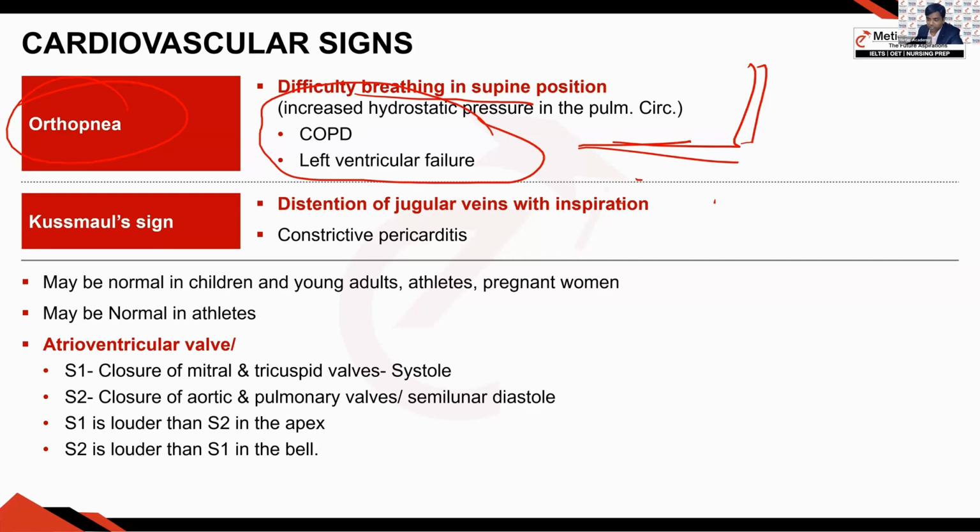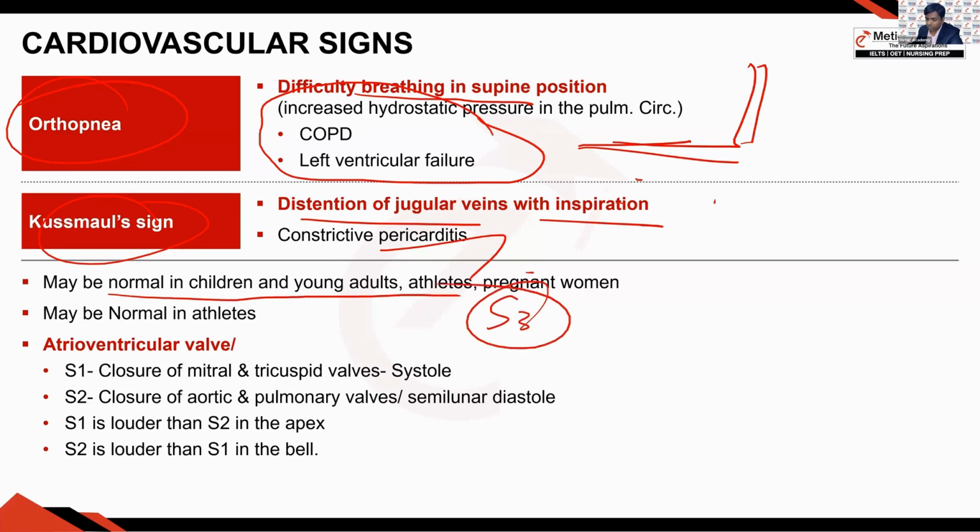So once again, Kussmaul sign is distension of the jugular vein during inspiration. Some things are normal in adults; S3 sounds may be normal in adults also. S1 you have studied, S2 you have studied. S1 is louder than S2 at the apex, S2 is louder than S1 at the base, which you have seen in the previous assessment.